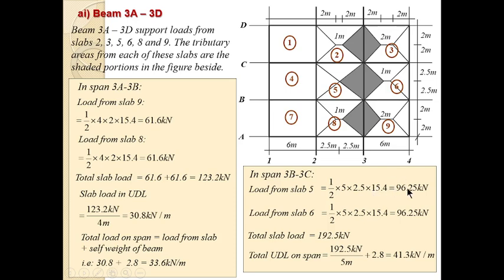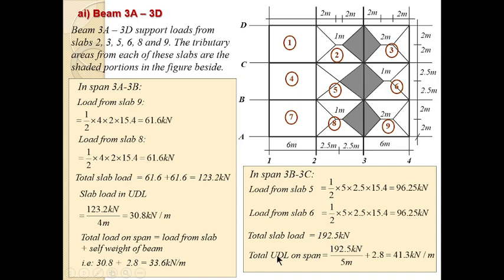That gives you 96.25 kilonewton. We go to slab 6. When we go to slab 6, the load from slab 6, this is another triangle, the area is what? Half base times height. So half, the base is 5 and the height is also 2.5. So it gives you another 96.25 kilonewton. And so the total slab load is this plus this, and it gives you 192.5 kilonewton.